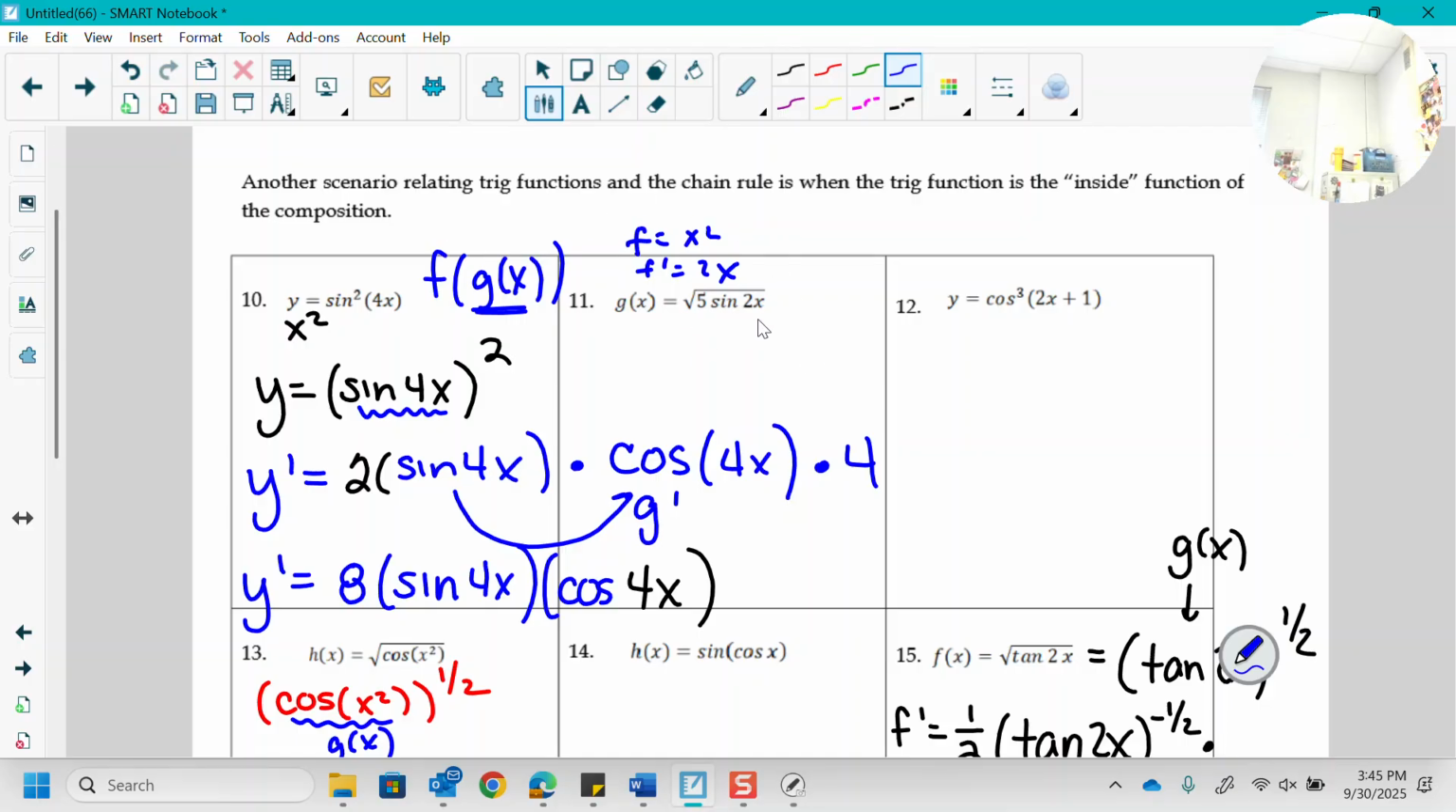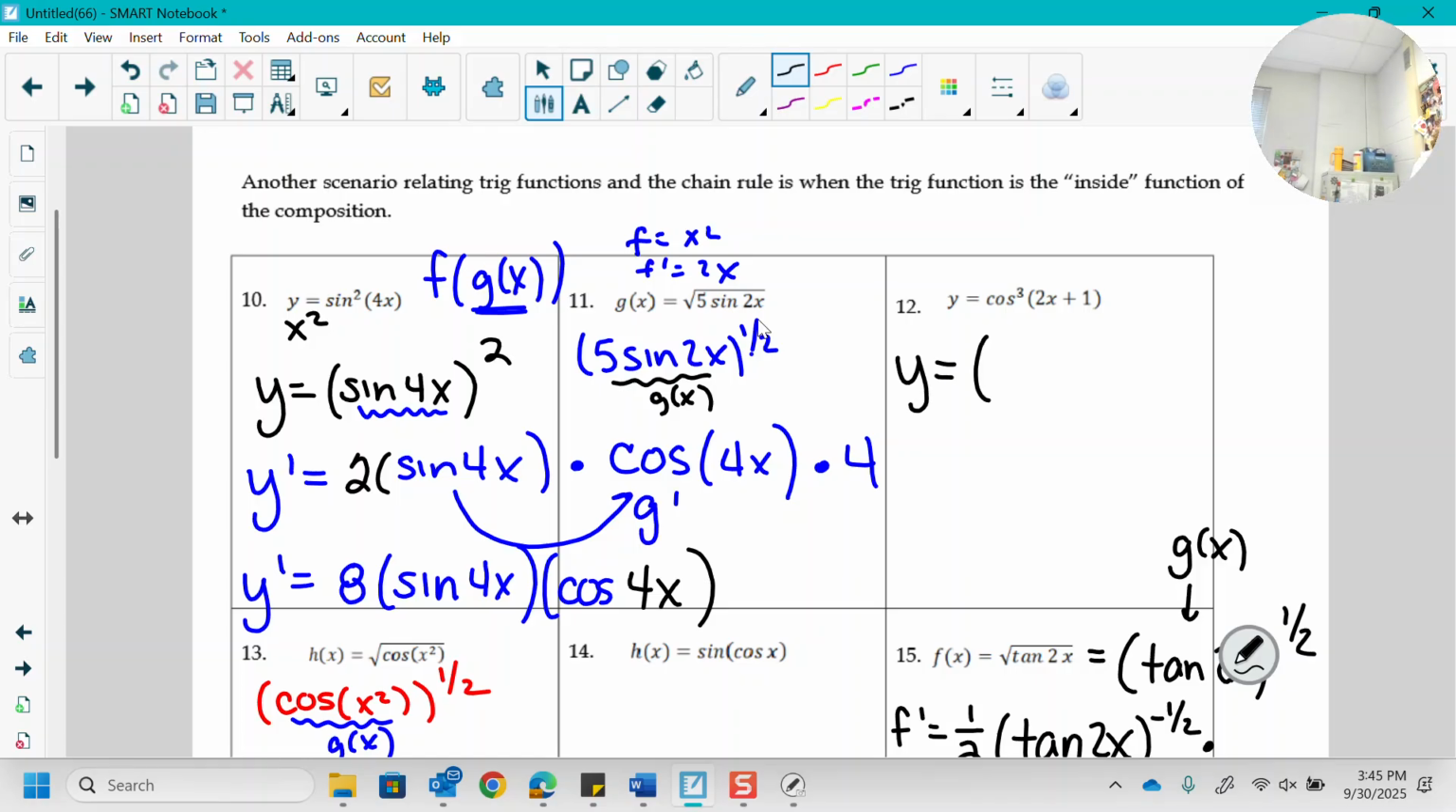Here, 5 sine 2x to the 1/2 power. The 5 sine 2x is your g.